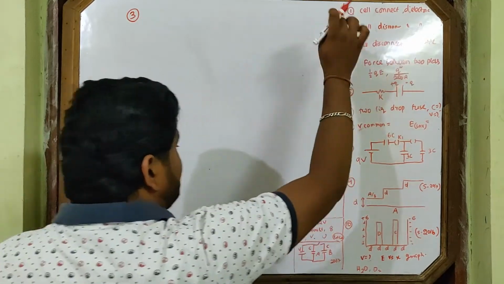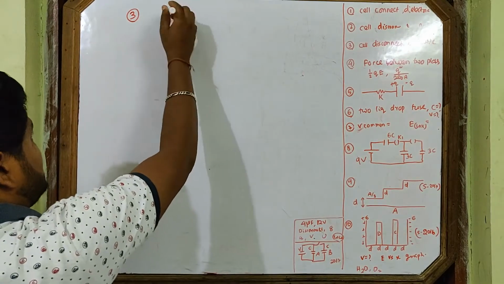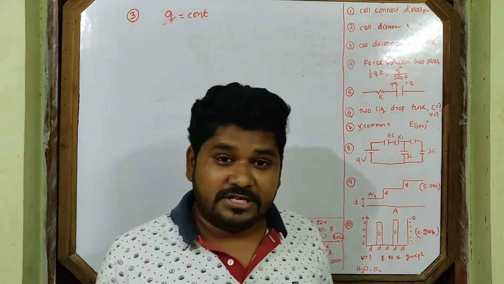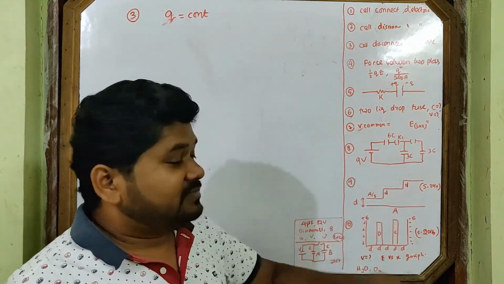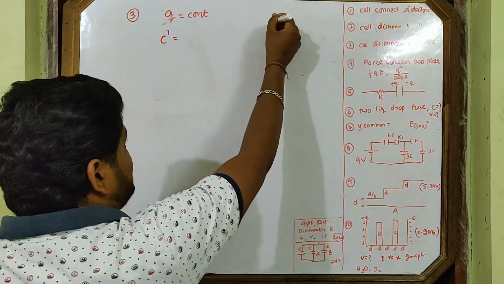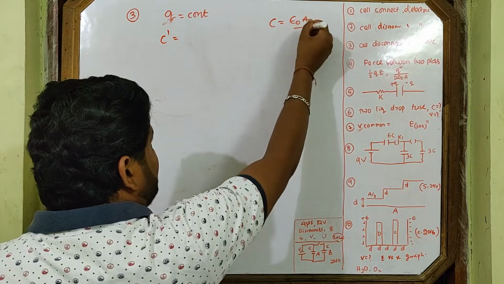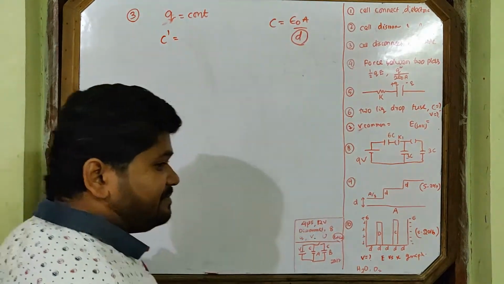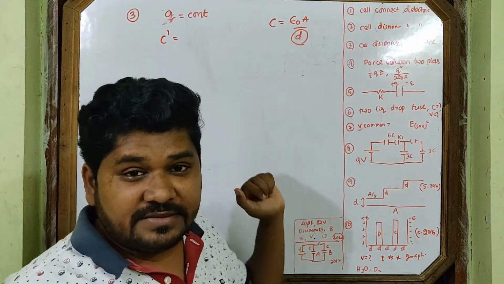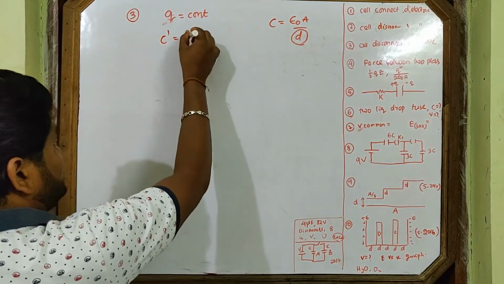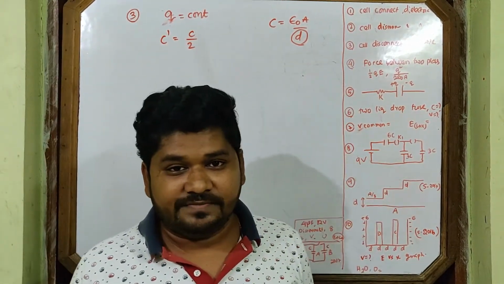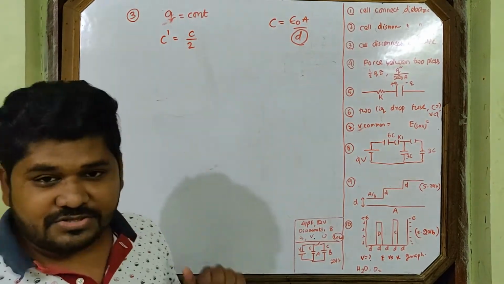The cell is disconnected. If disconnected, what remains constant? Q remains constant if the cell is disconnected. Then come to the capacitance. You know the capacitance formula, C equals epsilon naught A by D. If this distance is made double, 2 comes here in the denominator, so the capacitance becomes half, exactly half of the original capacitance.